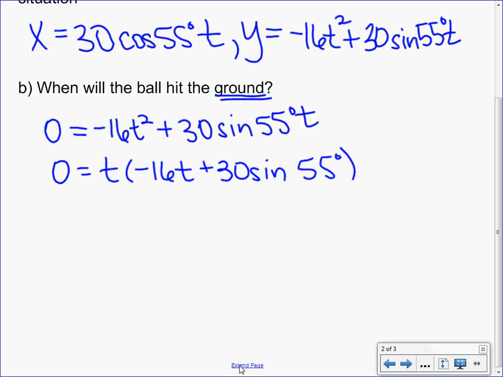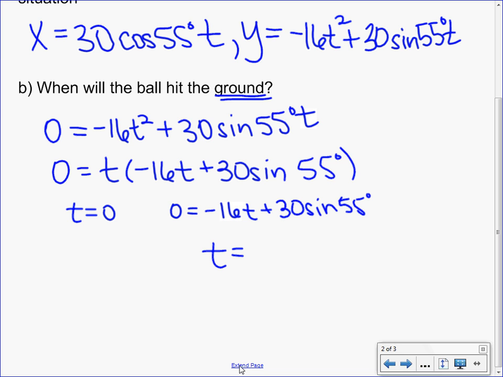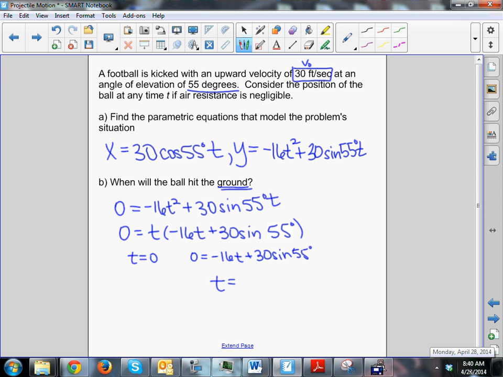Now, I have a product that equals 0. So either t equals 0, that makes sense because that's where it starts, okay? Or 0 equals negative 16t plus 30 sine of 55. So we have to subtract this over and then divide by that. Add the 16.